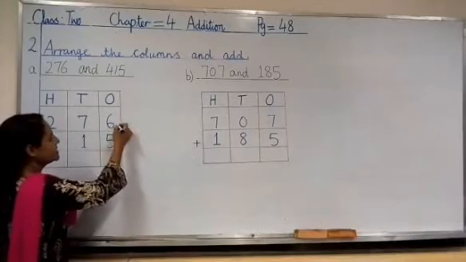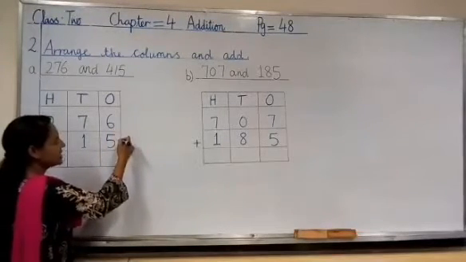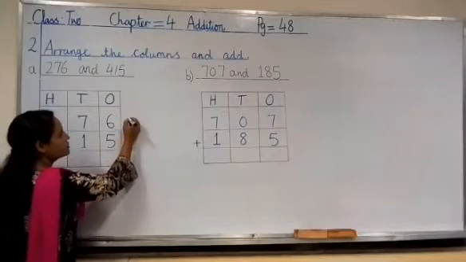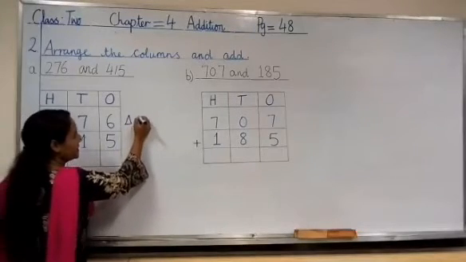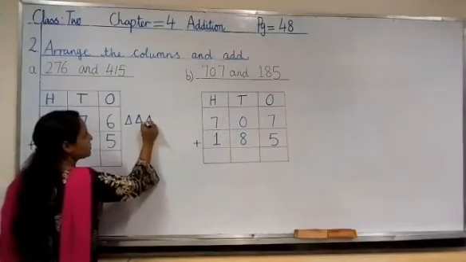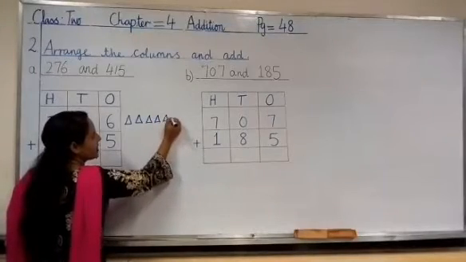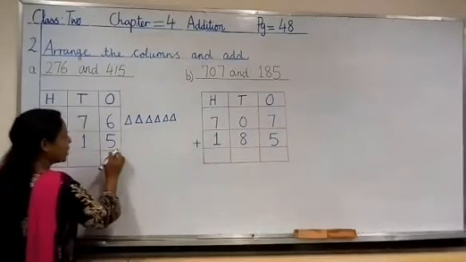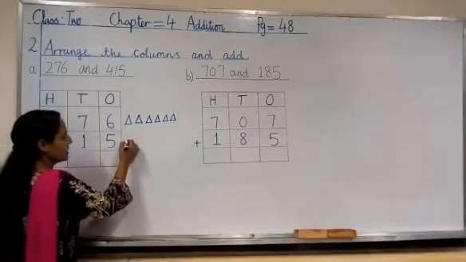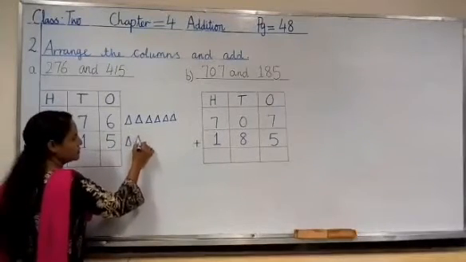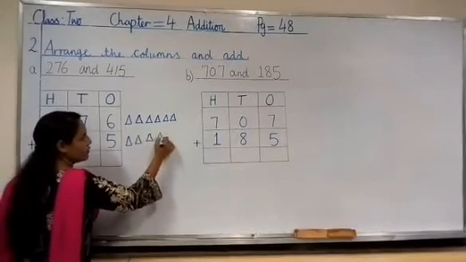First we will add 6 ones and 5 ones. I will draw 6 triangles for you here. 1, 2, 3, 4, 5 and 6. Now I will draw 5 more triangles here. 1, 2, 3, 4, 5.